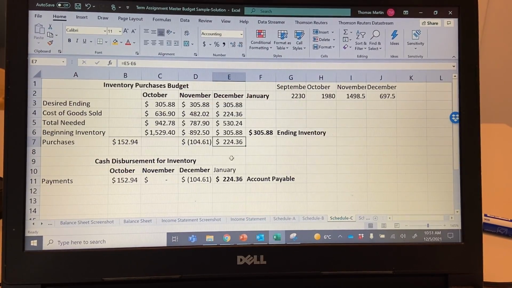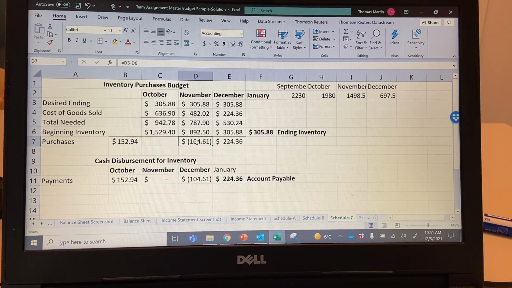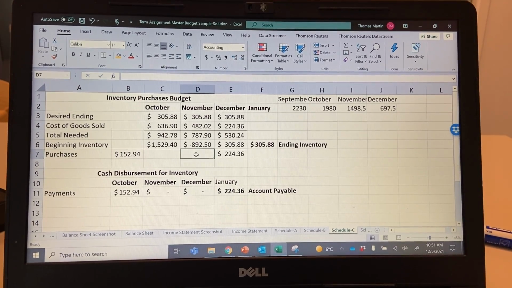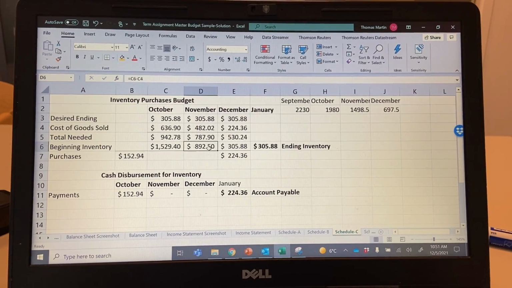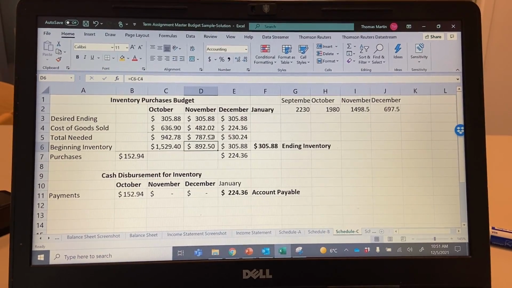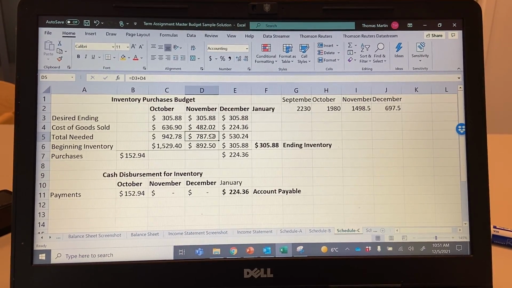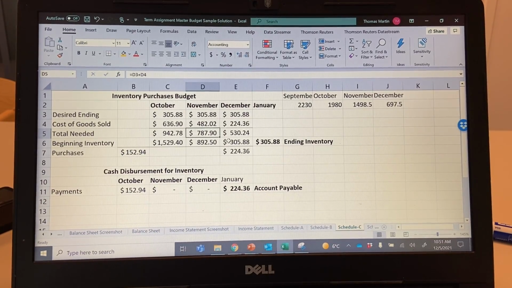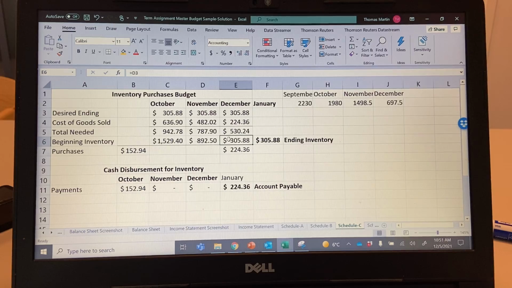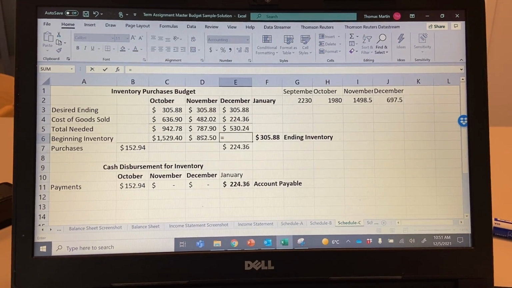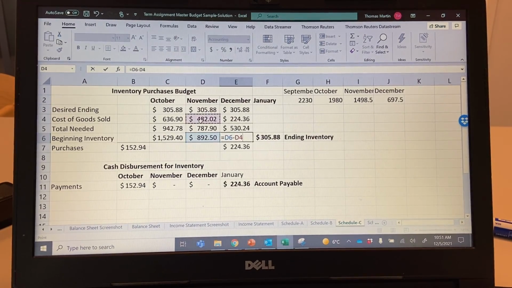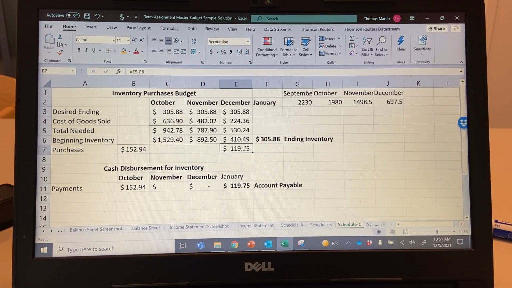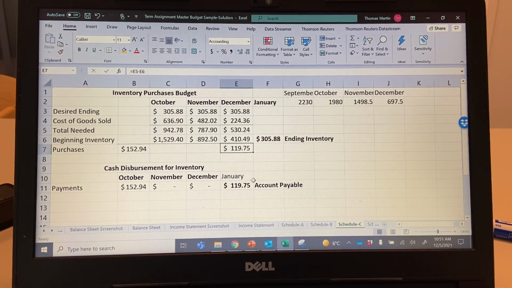Come to Schedule C. Notice now that we don't need to buy inventory, okay? So this is now going to be deleted, right? We have beginning in November is greater than total needed because we have less sales, so we don't have to buy as much inventory. So now our beginning in December is going to be the beginning minus cost of goods sold. And we have a smaller purchase now in December, okay?